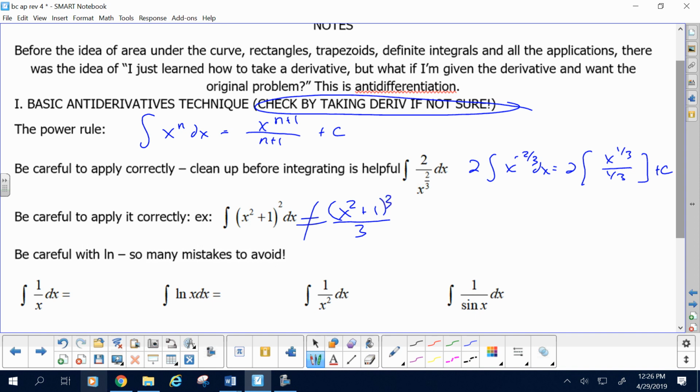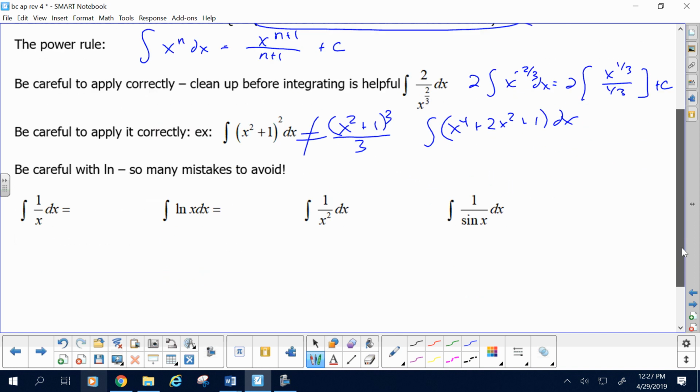Okay? So how would you approach that? Think algebra it out. It'd be x to the 4th plus 2x squared plus 1, and then you'd integrate. So don't poo-poo the idea of algebra. Log is one of the most common reasons that antiderivatives are muffed.